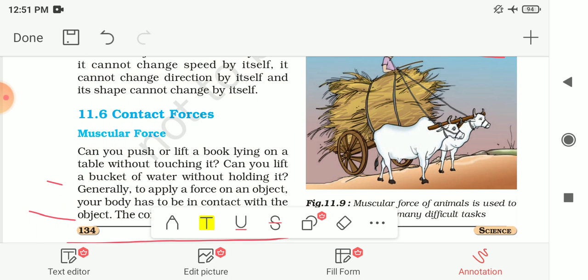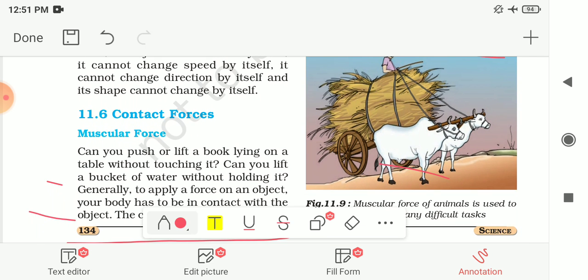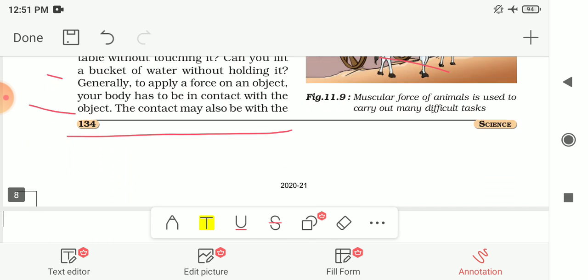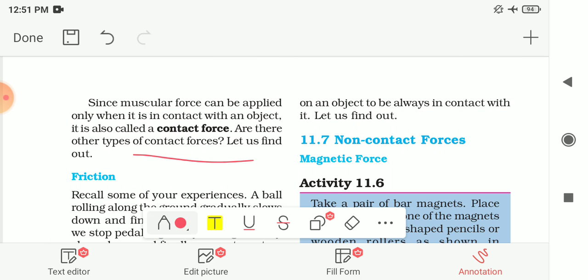Here in the figure you can see that these bullocks are using the muscular force to transport the goods loaded over the cart. So animals are also applying the muscular force. Since the muscular force can be applied only when it is in contact with an object, it is also called a contact force. Muscular force is an example of contact force.